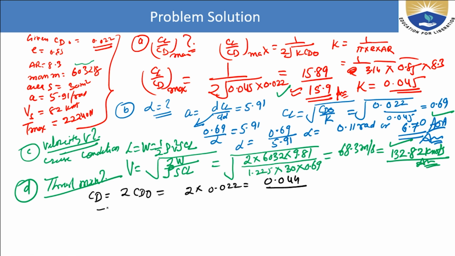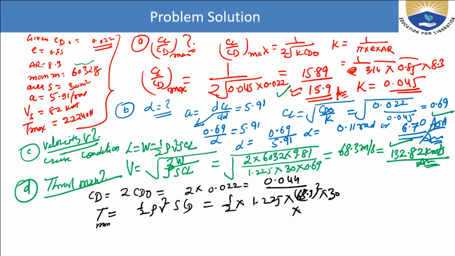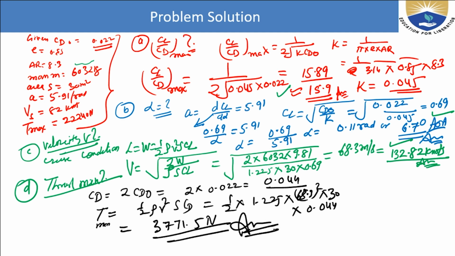And we know that thrust minimum is equal to half rho V square S CD. So half into 1.225, V square we have found here, so 68.3 square into area, which is 30, into CD equal to 0.044. So we will get thrust minimum equal to 3771.5 Newton. So this is the answer for the final section of this problem.